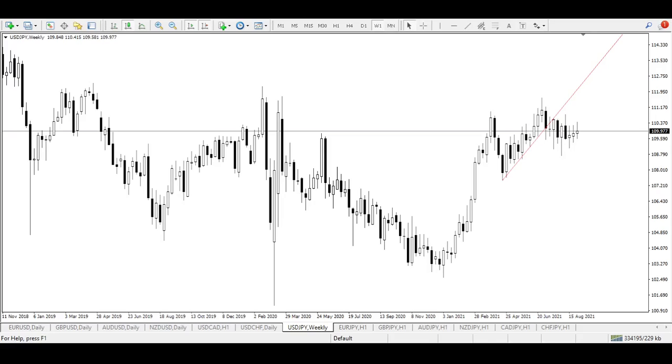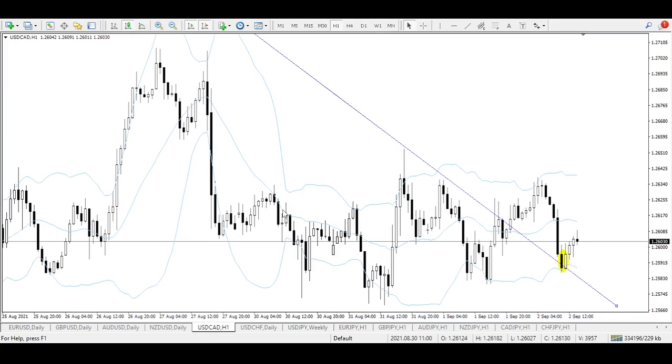Hi fellow traders, I'm making this video to share my trading plan of USD CAD. Before I explain why I chose USD CAD and what factors I considered to trade it, I'll tell you my exit and entry point, which is based on this Bollinger Band.